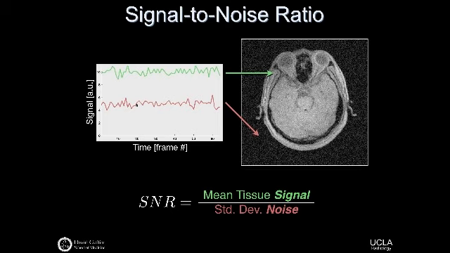Okay, so we're working our way towards understanding fast imaging and understanding artifacts in imaging. We've talked about this a little bit, but I want to be a little bit more careful about some definitions. So let's talk about signal to noise ratio for a second. The signal to noise is generally accepted, the simplest measurement is the mean tissue signal divided by the standard deviation of the noise.